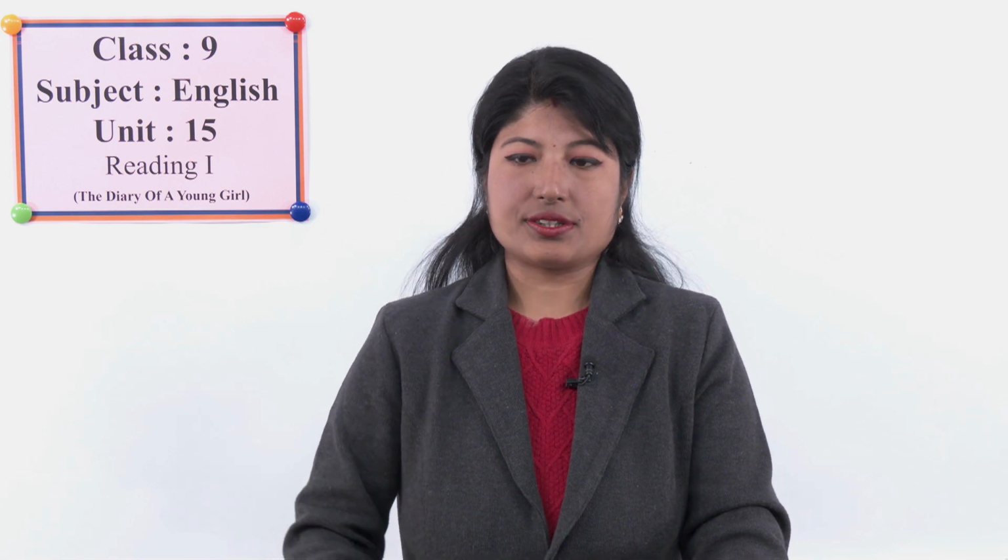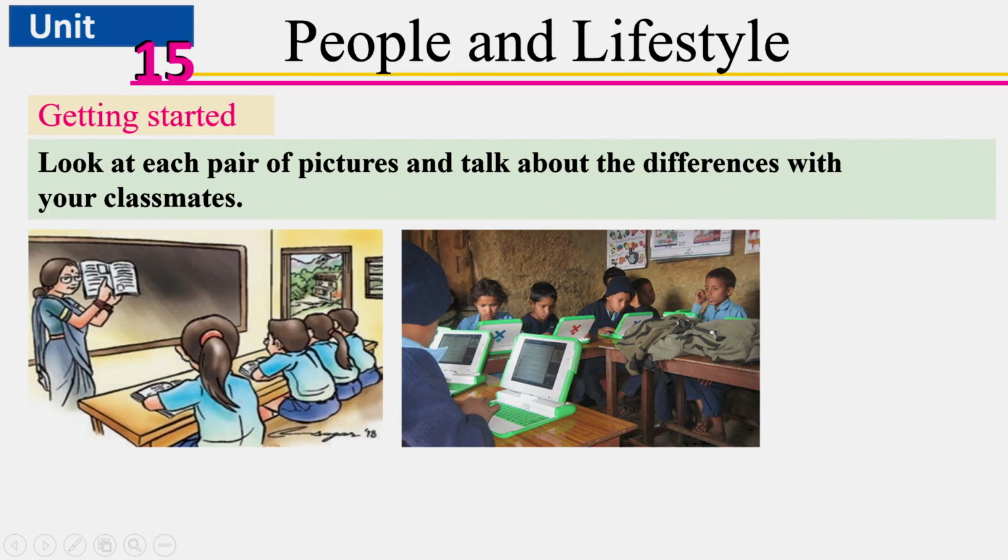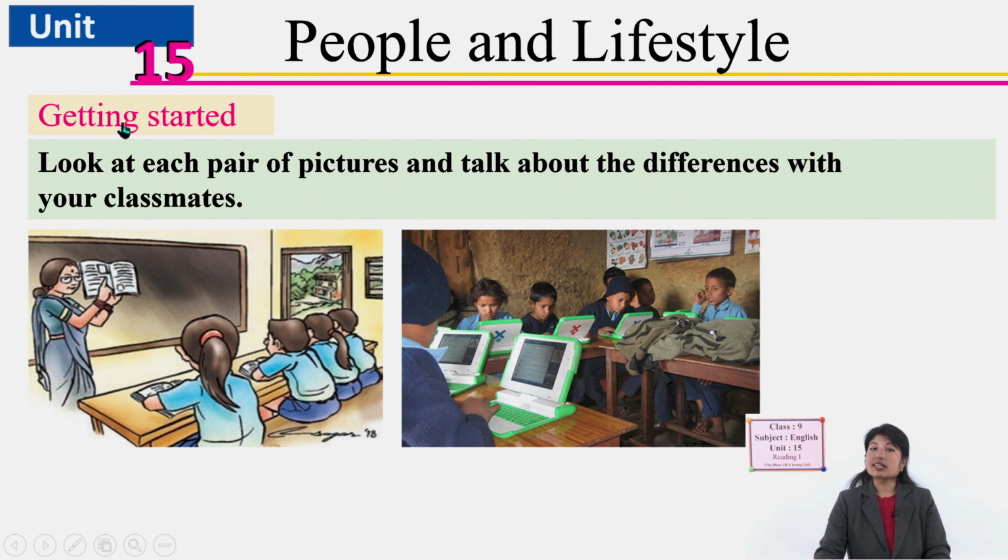Look here. Before starting the reading text, let's start with the getting started activities. The first activity given here is: look at each pair of pictures and talk about the differences with your classmates. Look at these two pictures carefully given in your book. I hope you are aware now of the difference. The similarity is both are classrooms.